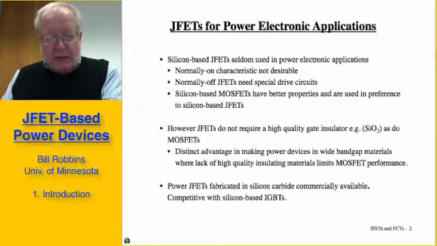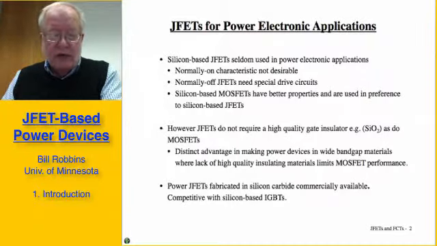JFETs for power electronic applications normally are not used when we're talking about silicon-based JFETs, mainly because they have a normally on characteristic, which is not desirable. Normally off JFETs can be made in silicon, but they need extra design in their drive circuits, which complicates the overall design of your converter. Silicon-based MOSFETs have better properties and are normally off, and hence are used in preference to the silicon-based JFETs.